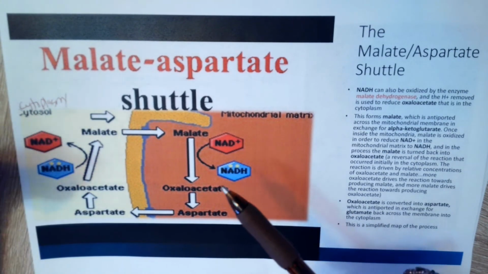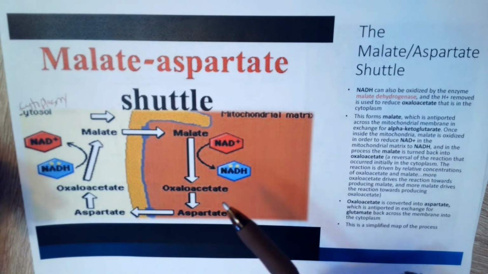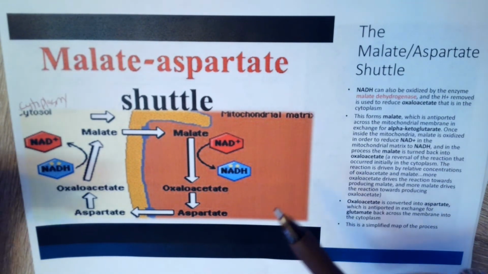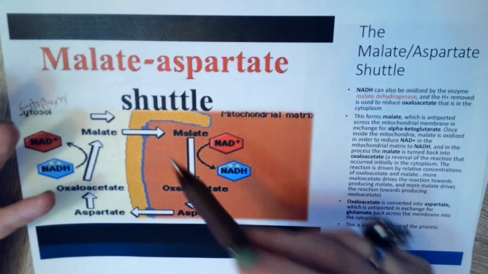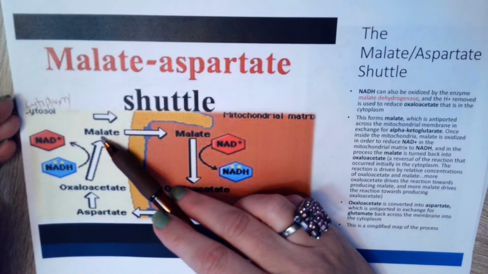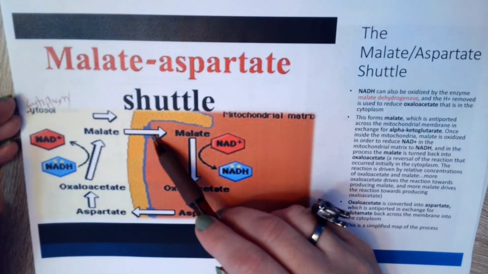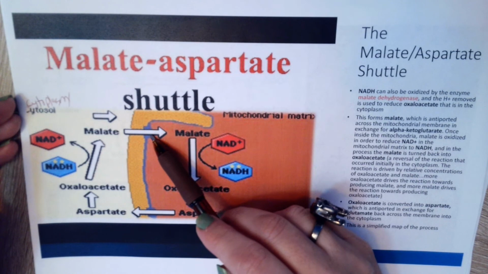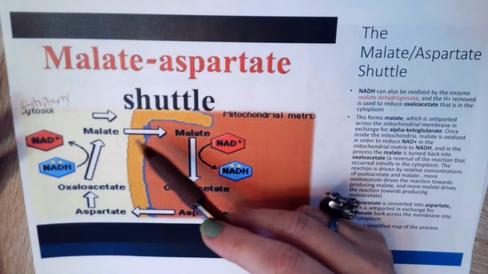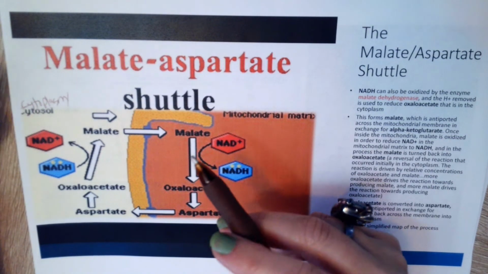But here's going to be a little bit of a different process, because with the glycerol phosphate shuttle we were really just taking the electrons, the hydrogens, from the NADH and crossing them over. Here we're going to be taking an actual molecule called malate and moving it across the mitochondrial membrane. So we're going to need to be using a transport mechanism, just like we have on cell membranes.